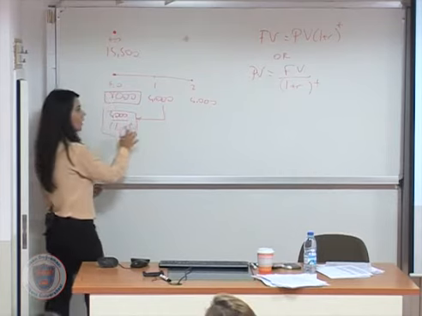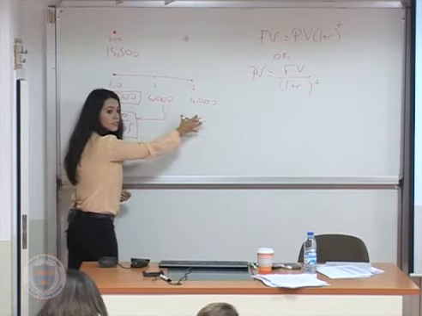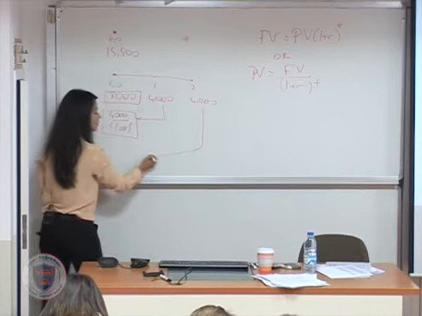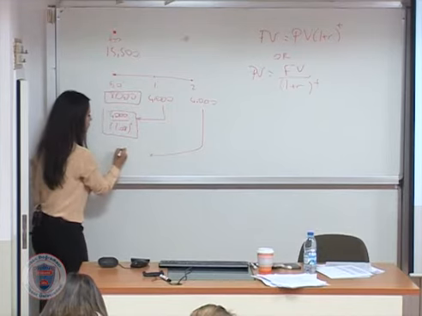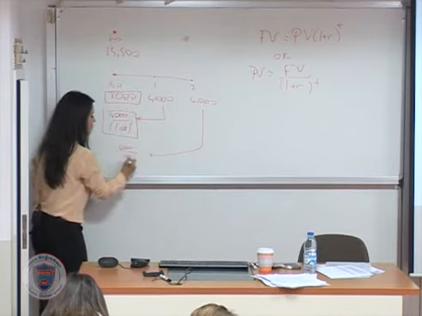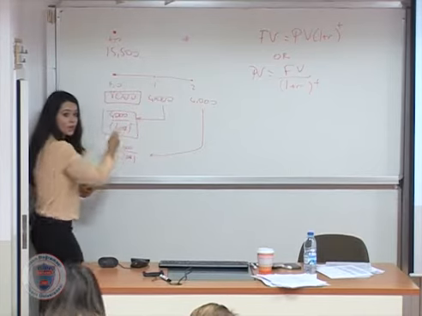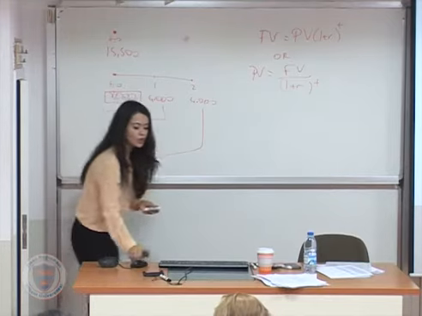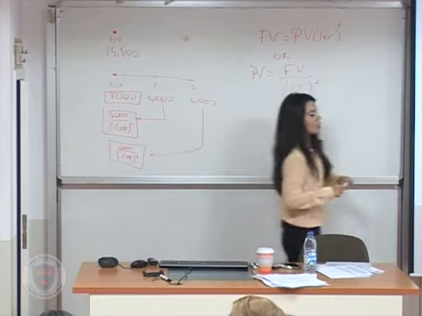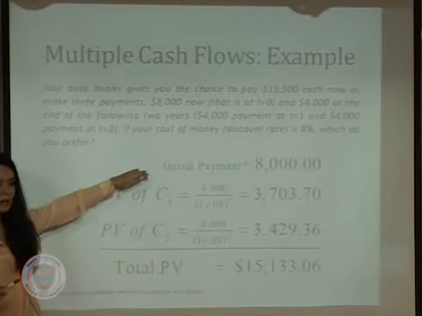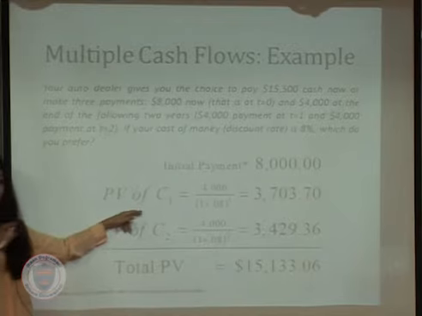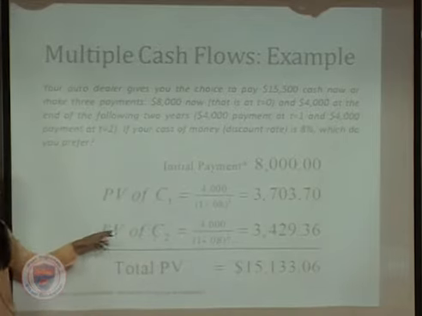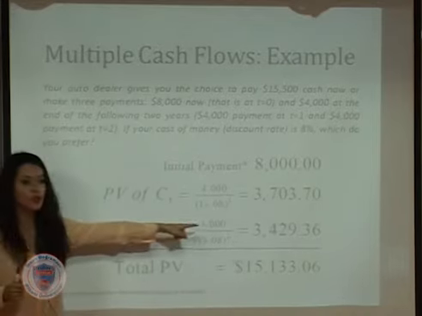And then I need to do the same thing for the second installment. Can you see it? Okay. So I need to bring it to time 0 as well. The future value is 4,000. The interest rate is 8%. How many periods do I have now? 2. So I need to make this calculation. If you do this, you have 8,000 initial payment. Then you have the present value of the first installment, which will be 3,703. Then you have the present value of the second installment, 3,429.